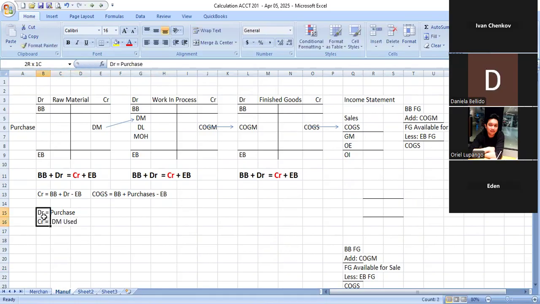In this account, the debit will be equal to direct material used plus direct labor plus manufacturing overhead, which is our product cost. Don't forget this is a product cost. The credit will be equal to the cost of goods manufactured in this case.